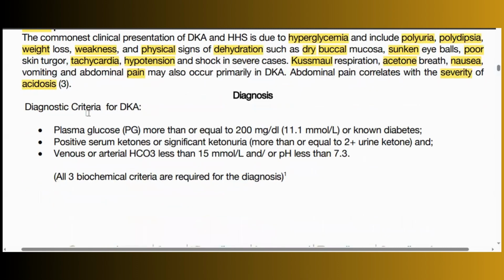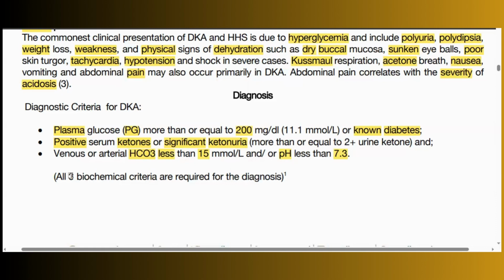So, the diagnostic criteria of DKA: plasma glucose more than or equal to 200 milligram per deciliter, that is 11.1 millimole per liter, or the patient is non-diabetic; positive serum ketones or significant ketonuria, more than or equal to 2 plus urine ketones; and venous or arterial HCO3 less than 15 millimole per liter and/or pH less than 7.3.